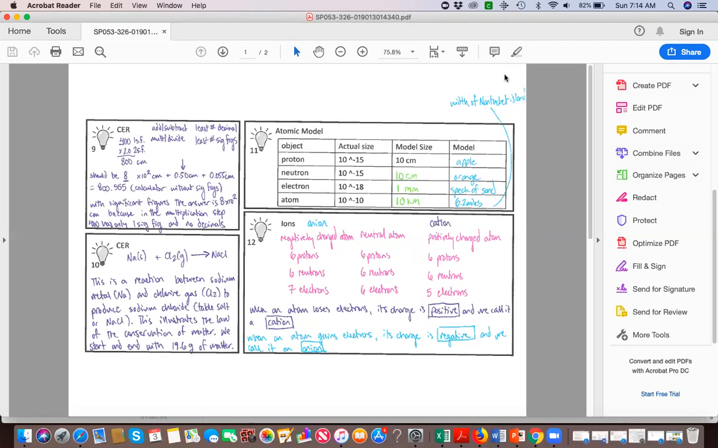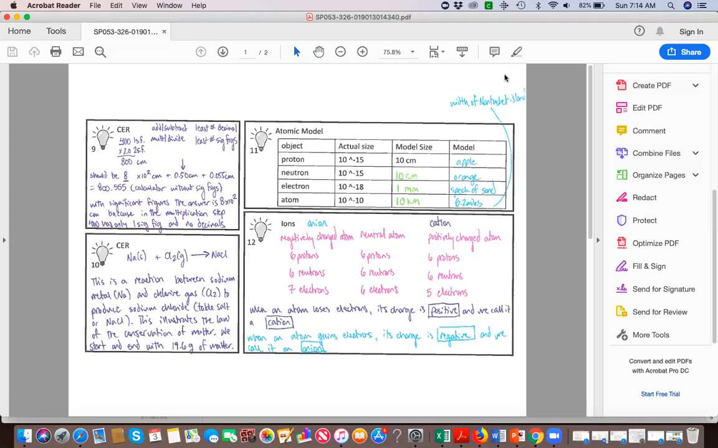So we're going to propose a model. A model is a representation that allows us to make sense of something that we might not otherwise be able to make sense of. And so for our model, we propose that a proton is going to be represented with a 10 centimeter, roughly, apple. Now we know that protons and neutrons are different, so I'm going to propose that our neutron is a 10 centimeter orange. You might have proposed something else. As long as it's consistent with the relative size of an apple, that would be great. So you could have said, for example, a pear.